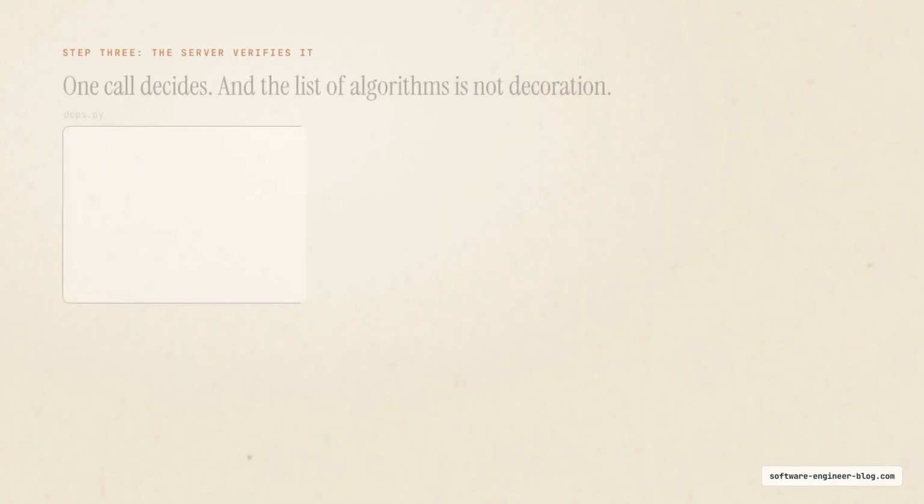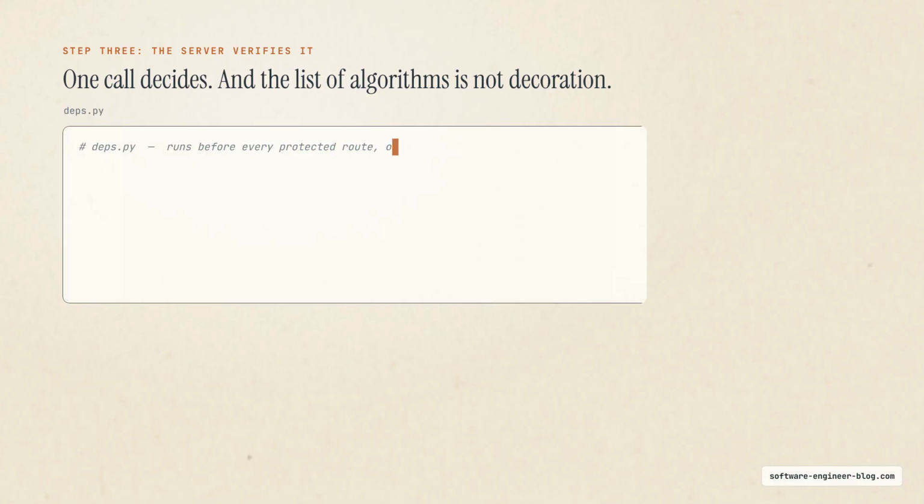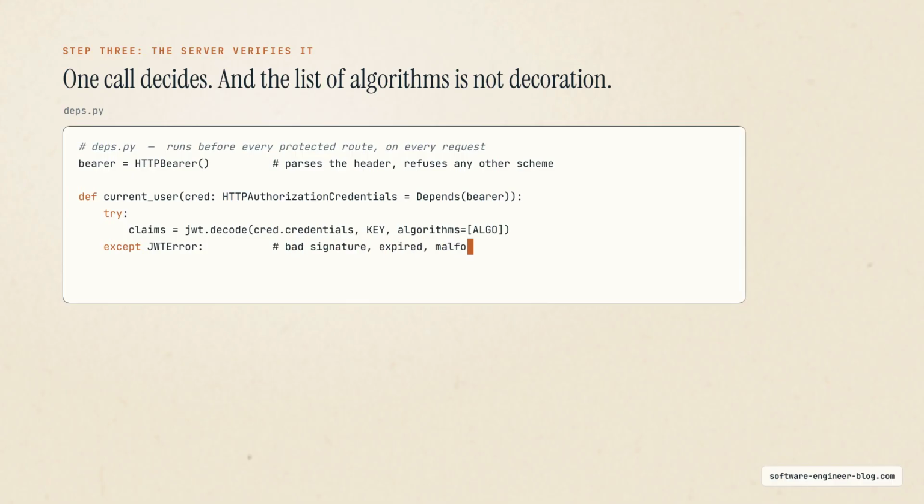Step 3. The server verifies it. Declare the scheme once. That HTTP Bearer object parses the authorization header and refuses anything that is not Bearer. Then, in one call, decode the token with your key. That single call does several checks at once, and I ran them all.